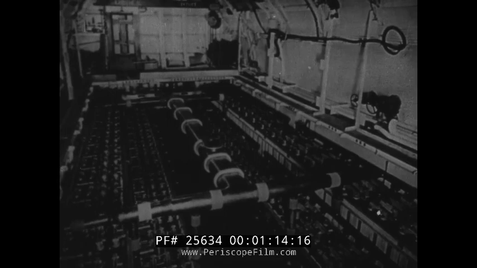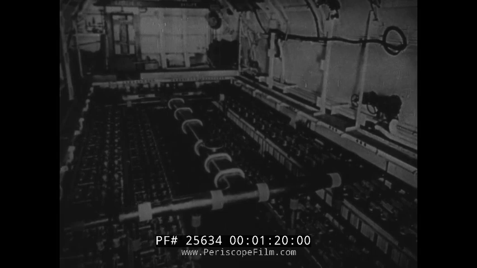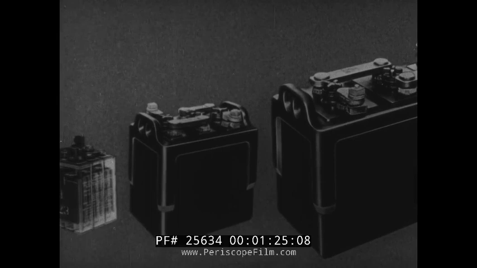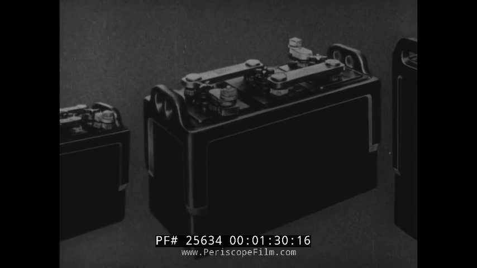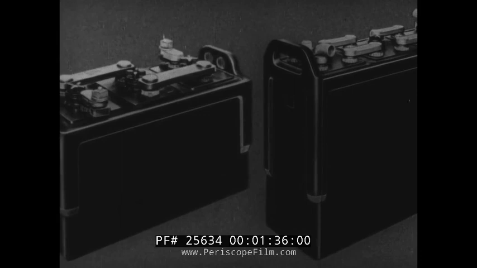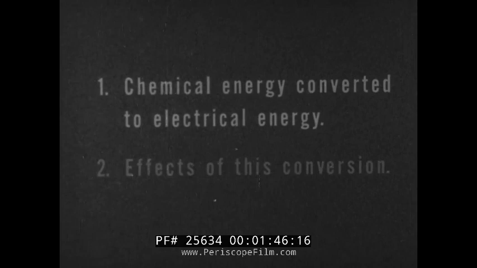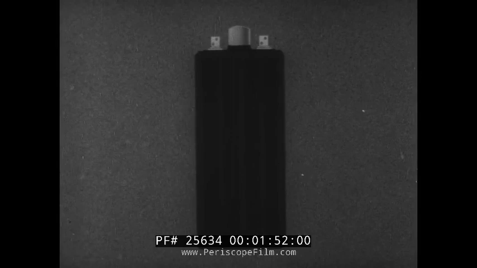Here, just one cell weighs from 1/2 to 3/4 of a ton. Whatever their size, shape, capacity, number of cells, or application, all lead-acid batteries store chemical energy and convert this to electrical energy when needed. In this film, you will see how chemical energy is converted into electrical energy and learn some of the effects of this conversion. The principal chemical ingredients of the battery give it its name.